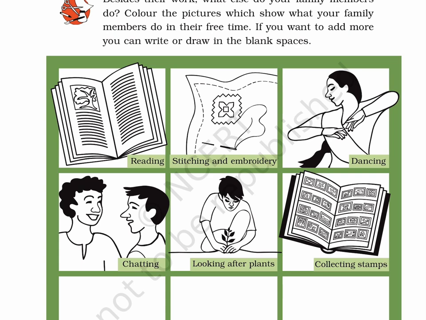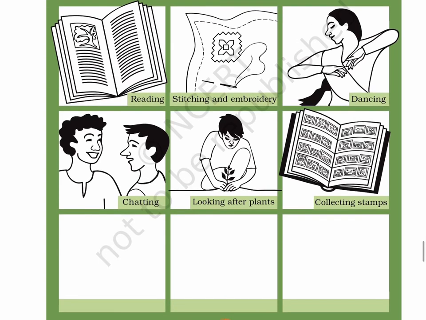In the fourth box, there is a drawing of 2 boys talking to each other and smiling. The word chatting is written in the corner of this box. In the fifth box, there is a boy drawn here who is planting a tree. The words looking after plants is written in this box.